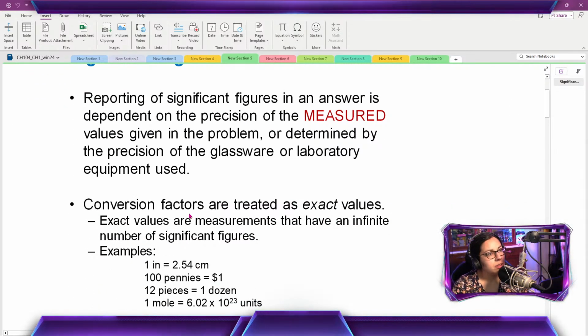And so conversion factors are treated as exact values. All this means is that we don't include them when trying to figure out how many sig figs to report. And of course, that would include all these other conversion factors. So even though some of these may be odd, like 1 inch to 2.54 centimeters, we don't include it in our sig figs. So all these conversion factors are not included. They have an infinite number of significant figures.